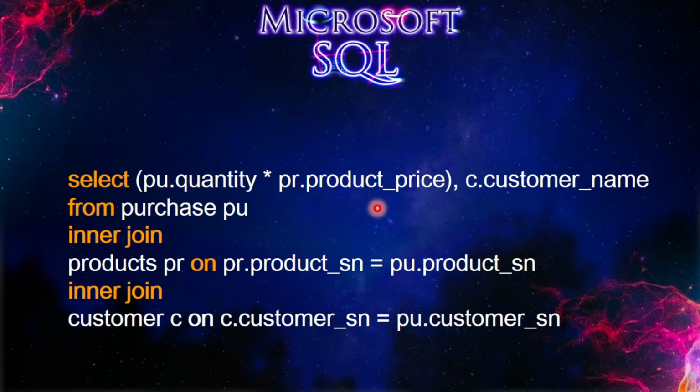Again, as a reminder, this product serial number is foreign here locally in the purchase table, but it comes from the primary key having the same name in the products table. The same thing for customer SN, where it references a primary key in the customer table, also carrying the same name. If you go to the purchase table, we need at first to refresh the tables.